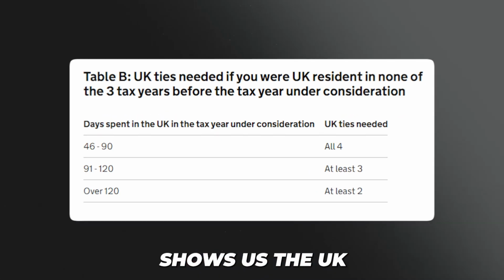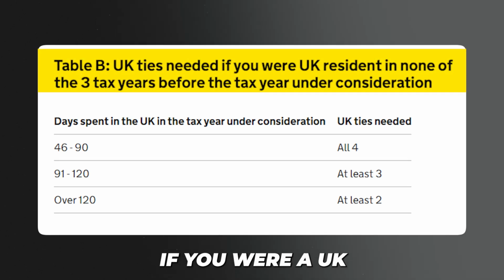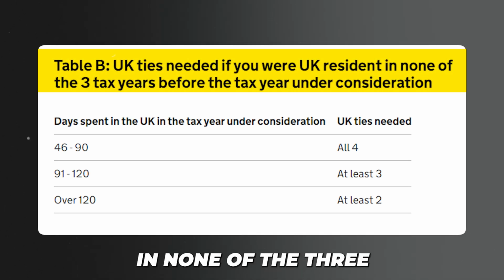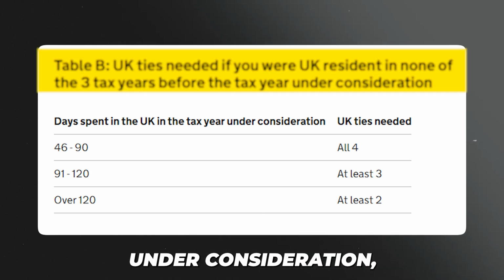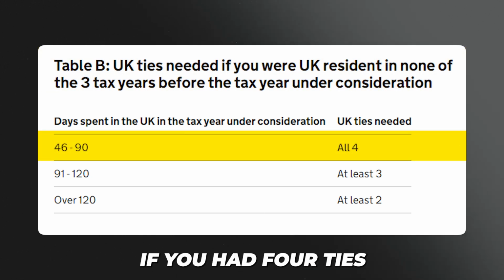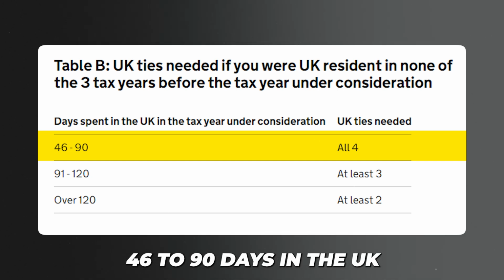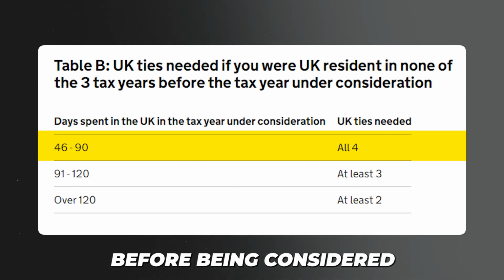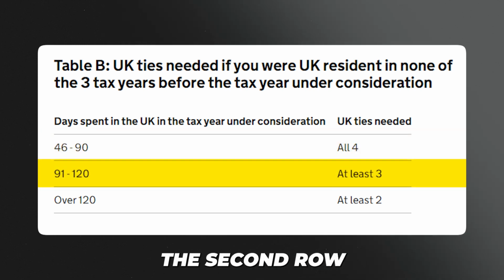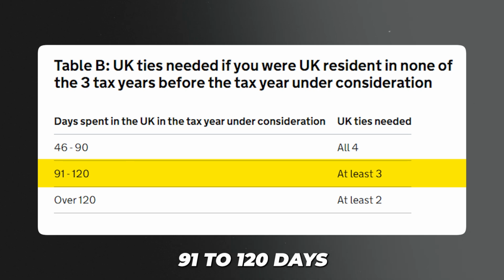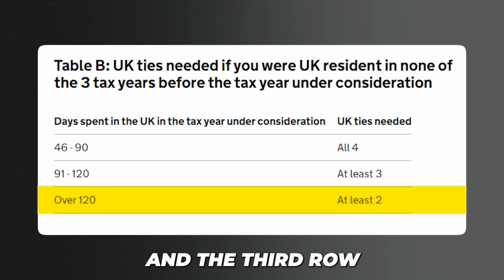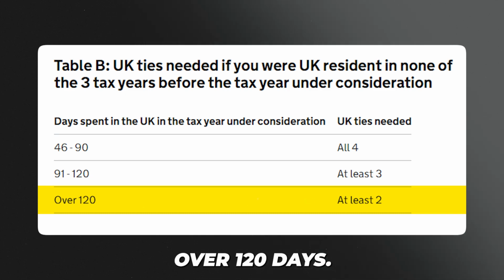Now, Table B shows us the UK ties needed if you were a UK resident in none of the 3 tax years before the tax year under consideration. The first row shows us that if you had 4 ties to the UK, you can spend 46 to 90 days in the UK before being considered a tax resident. The second row shows us that if you have at least 3 ties, you can spend 91 to 120 days. And the third row shows us that if you have 2 ties, you can spend over 120 days.